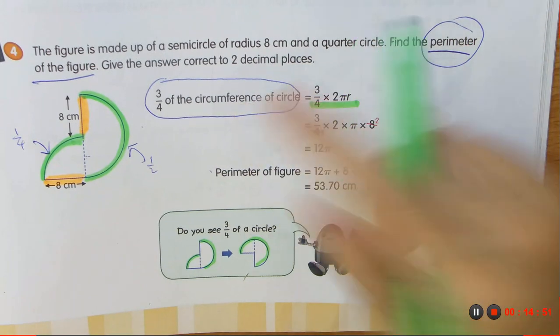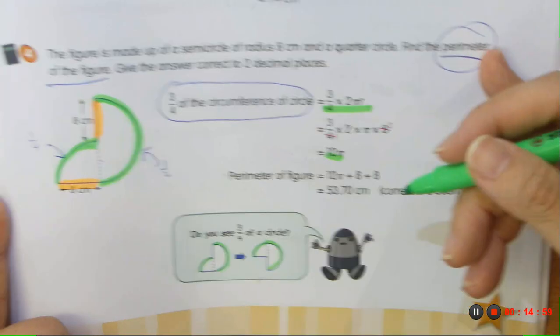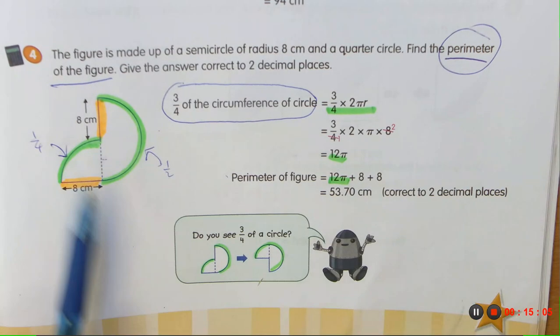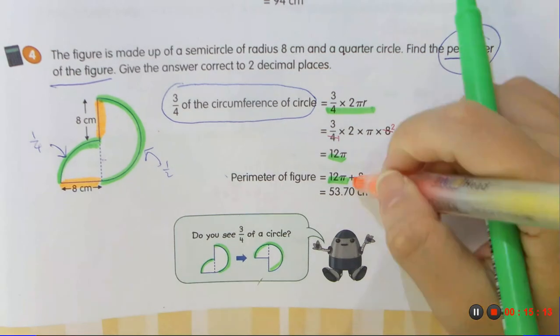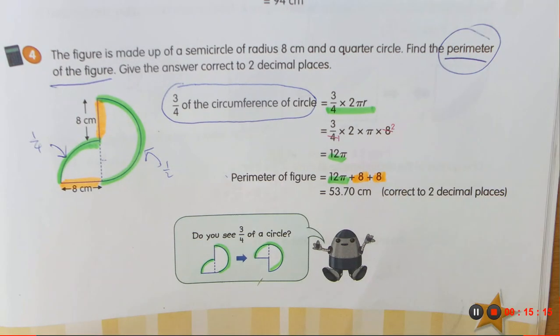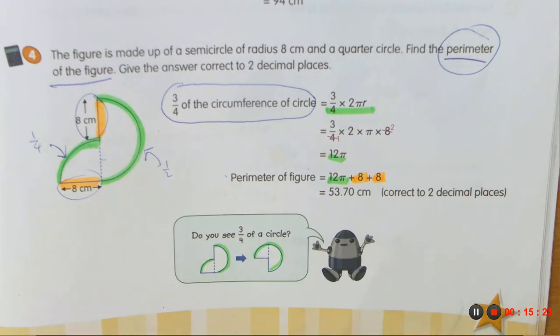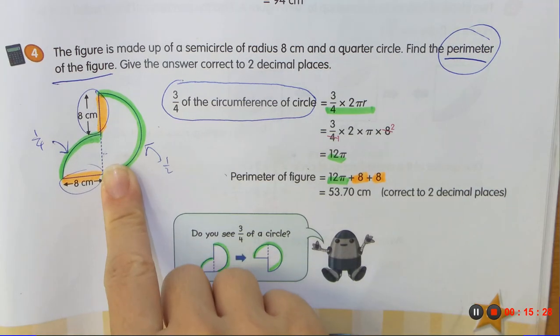With the calculation, it's 12 pi. And then it asks for the perimeter. I use the 12 pi plus the orange straight lines. How many times was 8 added? 2. Only 2. Here and here. Now can you really understand why I did not highlight the line inside? It's very, very important. Okay?